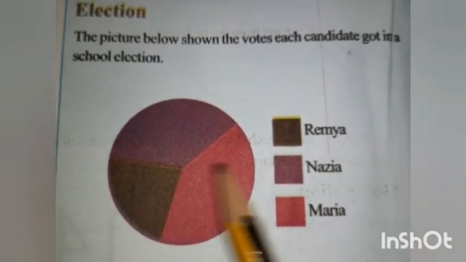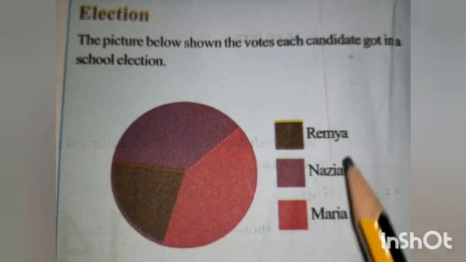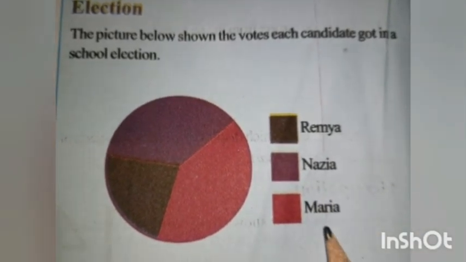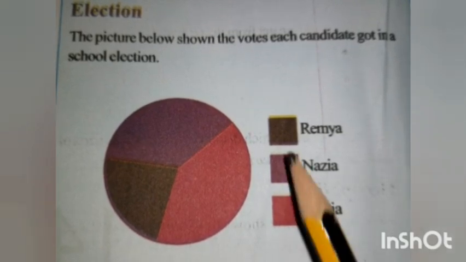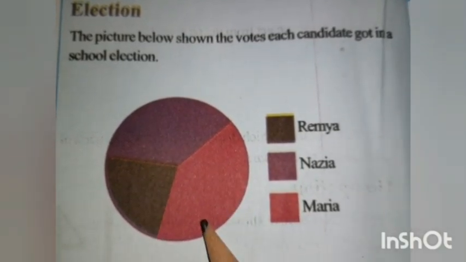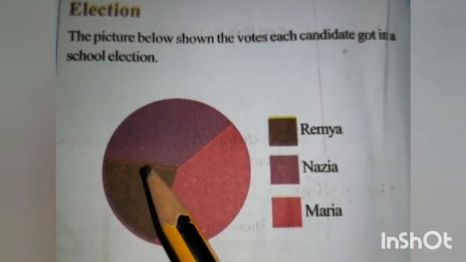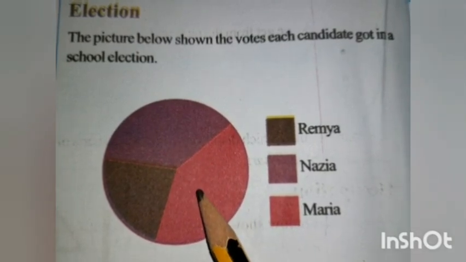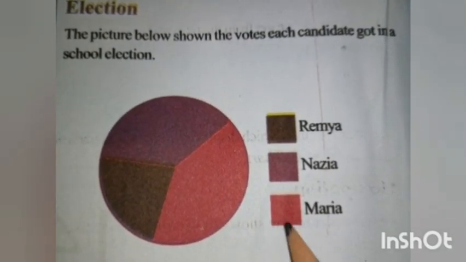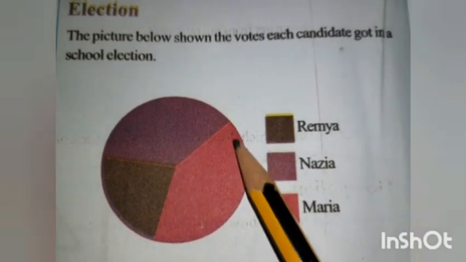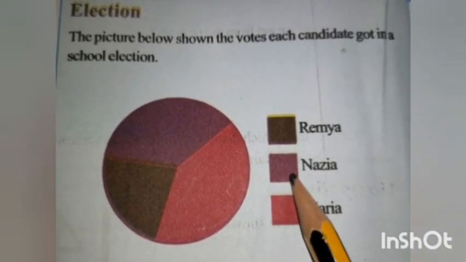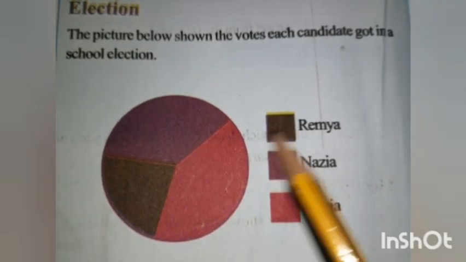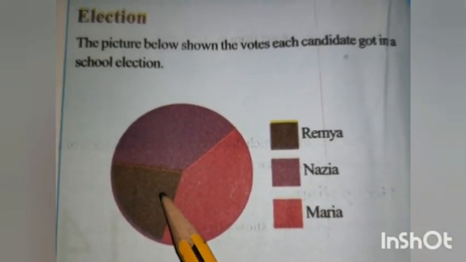Here you can see three names, Ramya, Nasia and Maria. They got different numbers of votes. Those votes are represented in these pictures. From this you can see who won the election. Maria got the highest percentage of votes. Then Nasia is second, and Ramya is the third candidate.